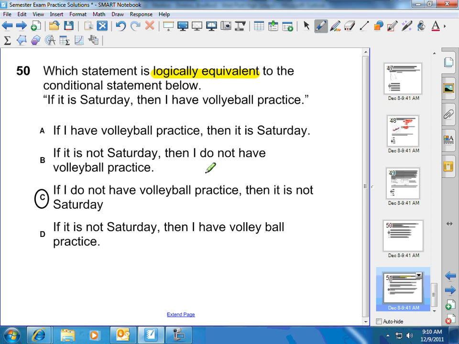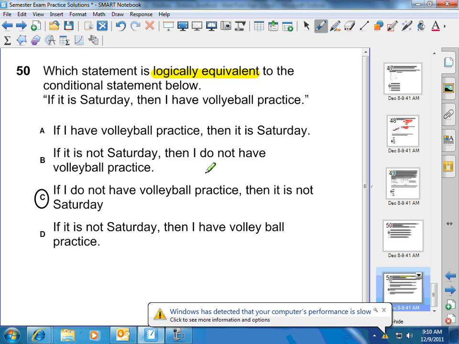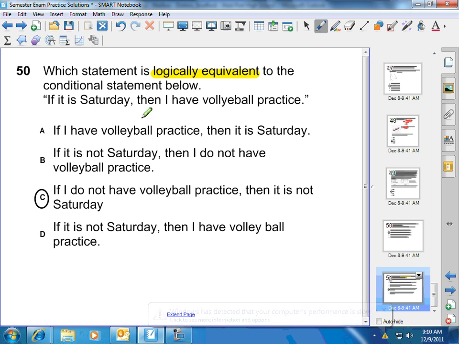What's the inverse? The inverse is the negated form of the original conditional statement. Negating meaning your no's become yeses or your positives become negatives, or vice versa. Your yeses become no's and your negatives become positives. So in this statement, if it is Saturday becomes if it is not Saturday. Then I have volleyball practice becomes then I do not have volleyball practice. So that's the inverse, or the negated form of the statement.